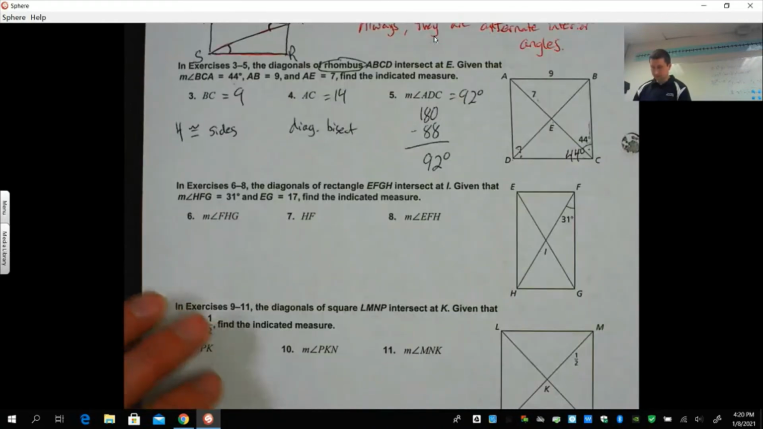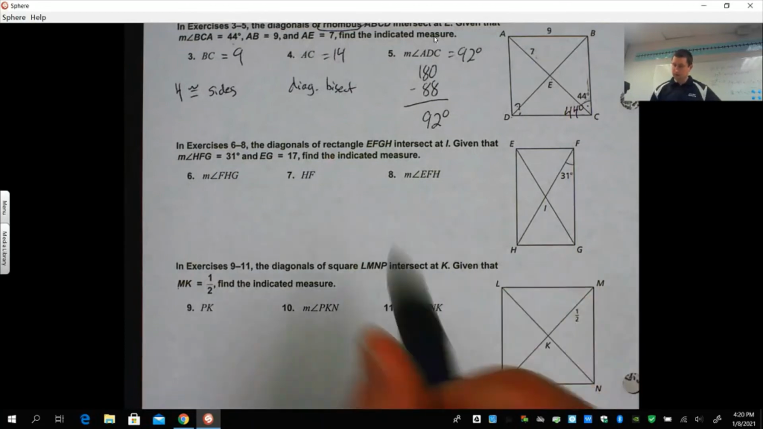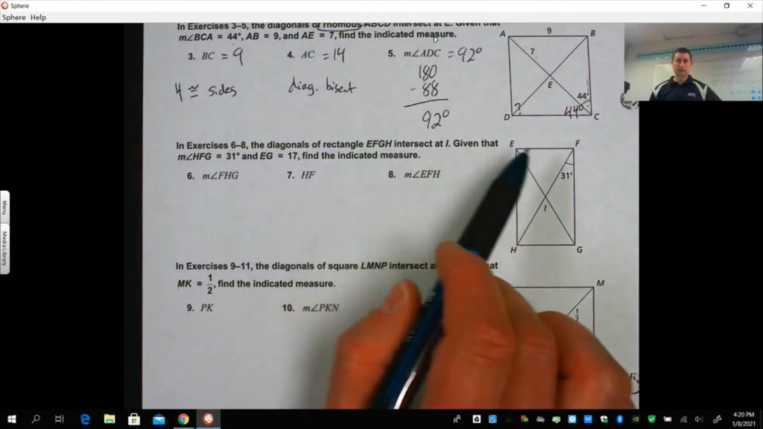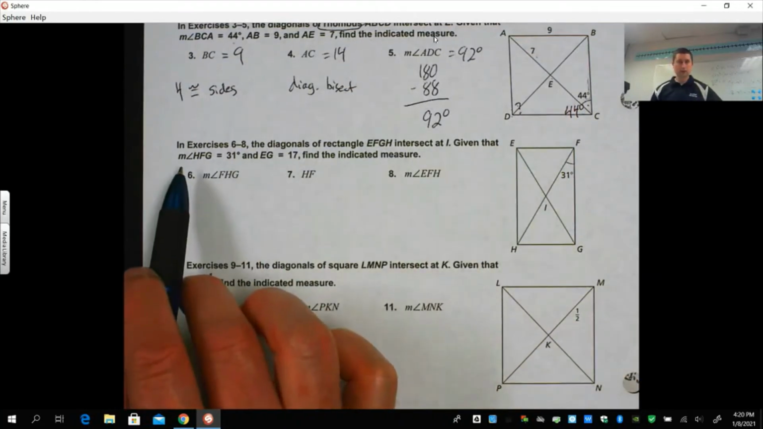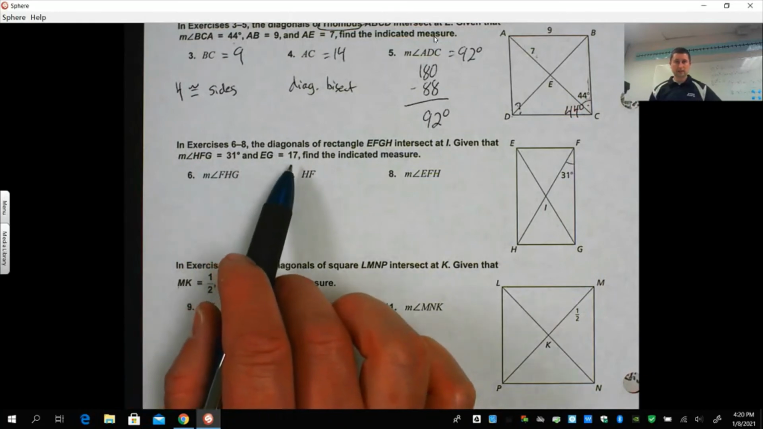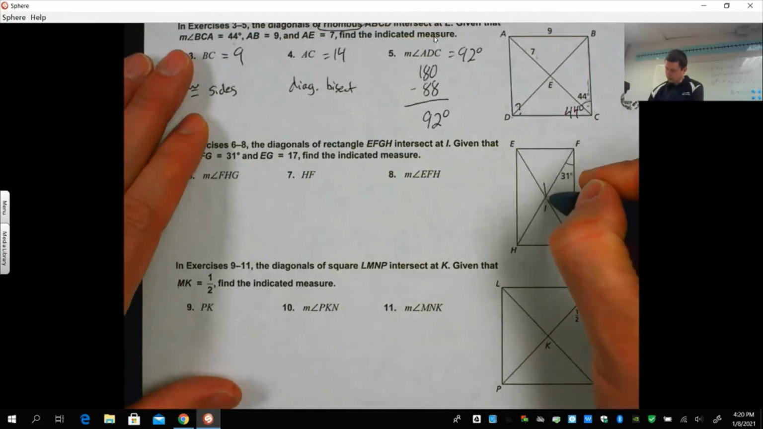Okay? See if you can get these answers before I say it. Exercise 6 through 8. The diagonals of rectangle EFGH intersect at I, given that the measure of angle HFG equals 31 degrees and EG equals 17. They didn't label that, so this whole thing here is 17.